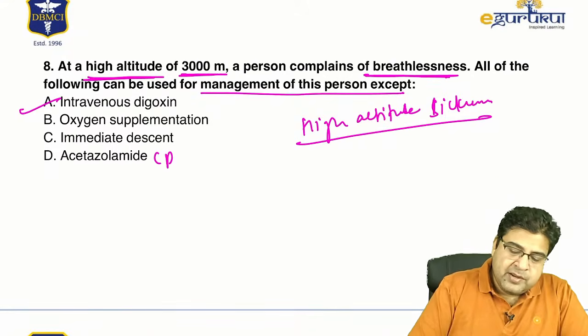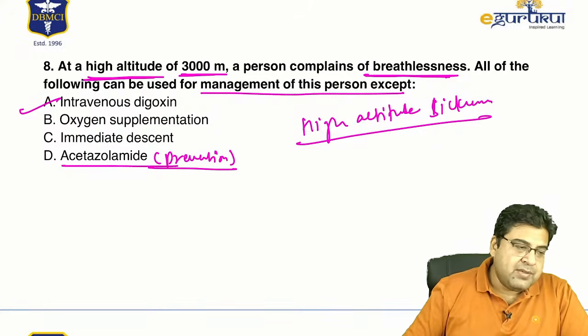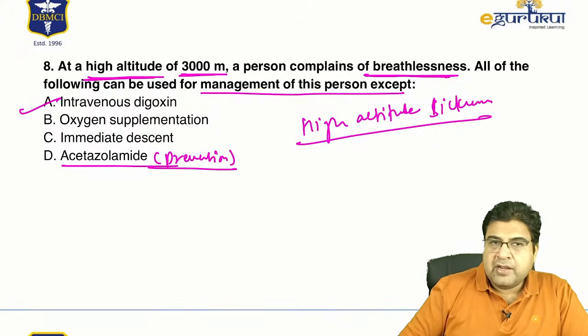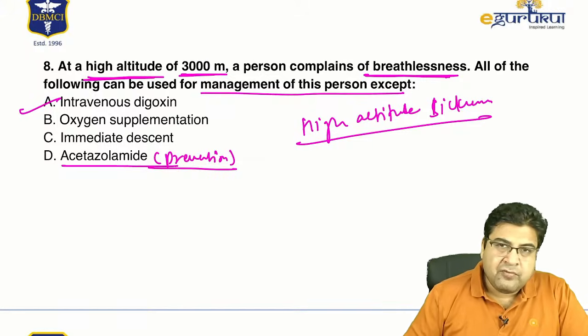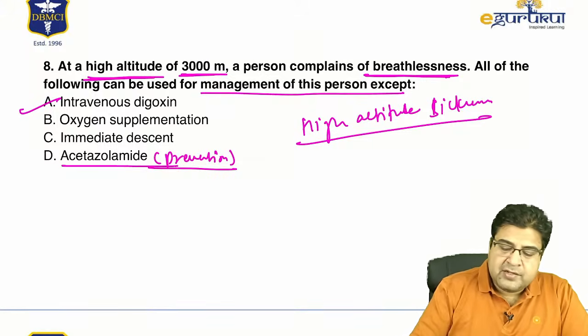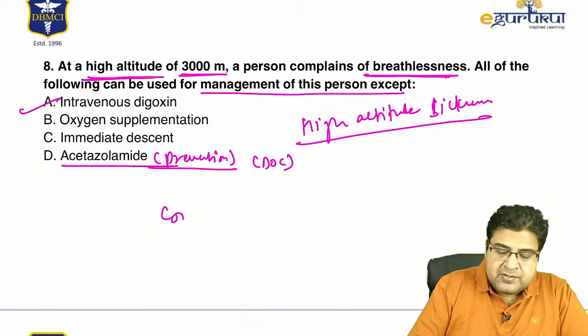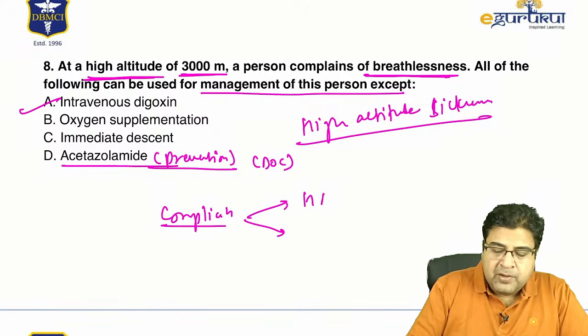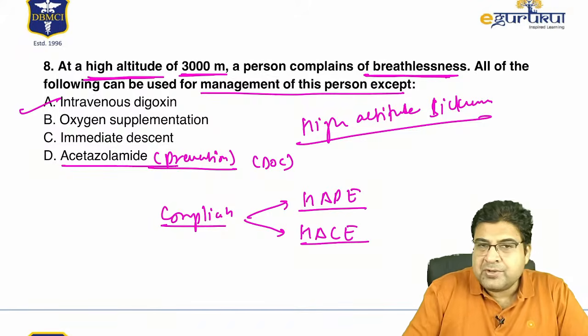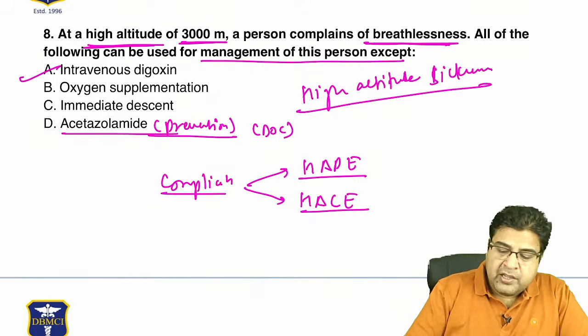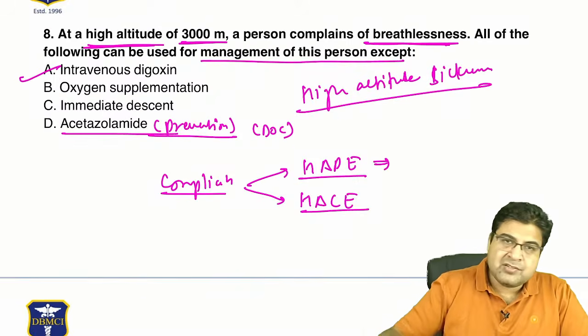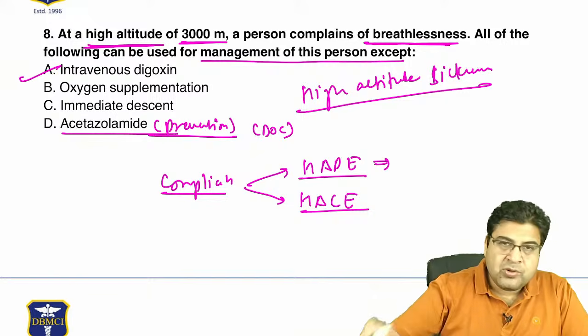Now acetazolamide is the best medicine for prevention. Right? It's a drug of choice for prevention of high altitude sickness. But sometimes at high altitude, the patient will get a complication. The complication can be high altitude pulmonary edema or high altitude cerebral edema. Now for high altitude pulmonary edema, when the patient has got a complication, acetazolamide has no role.